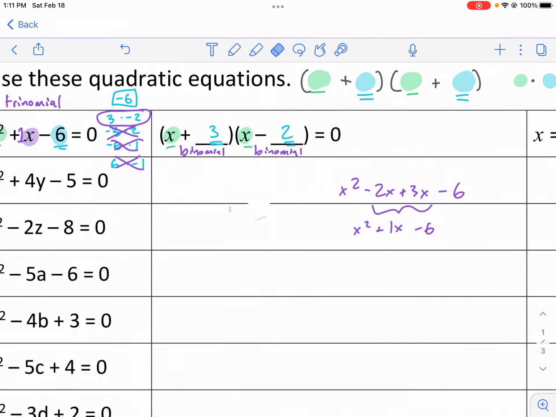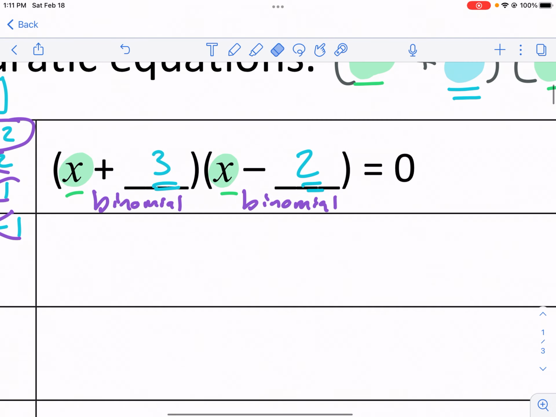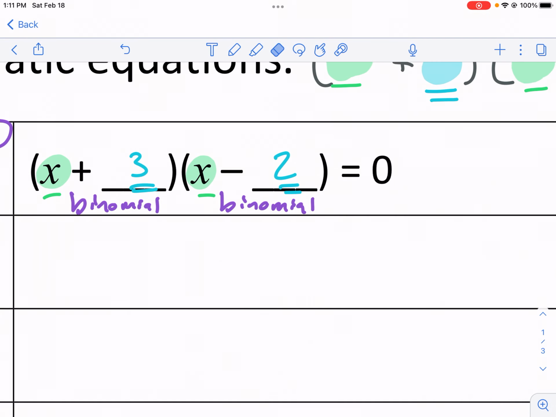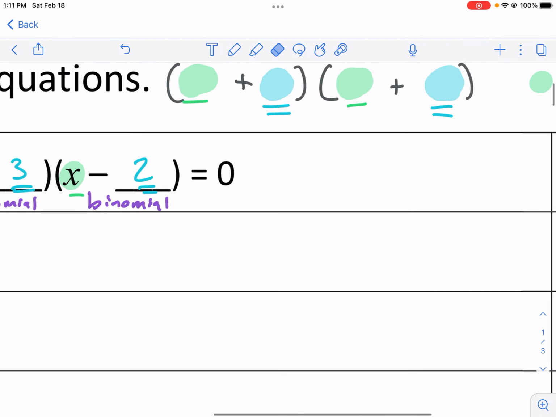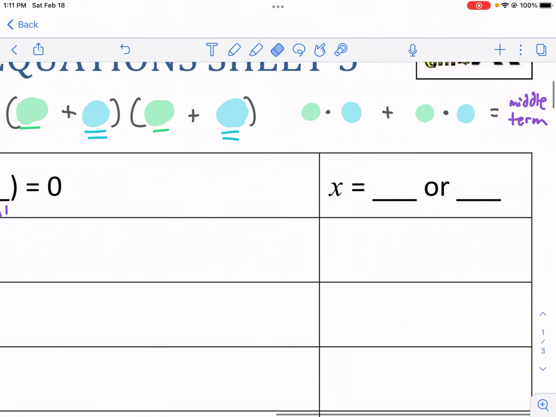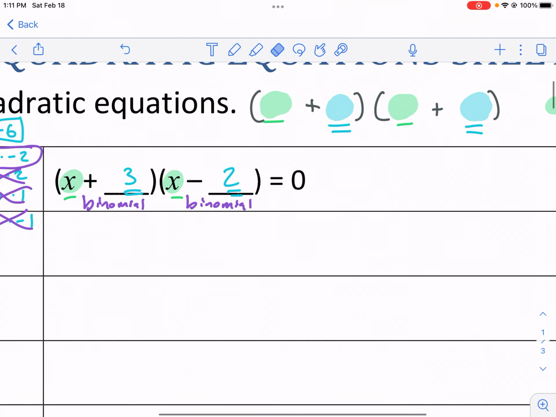All right, now that we have the idea, I'm going to go fast for that factorizing part, and I am going to show you how we can solve this now. What values will make this true? It says equal to 0, and we want to know what values of x will make that equal to 0. So let me rewrite it real quick. We have x plus 3 and x minus 2.